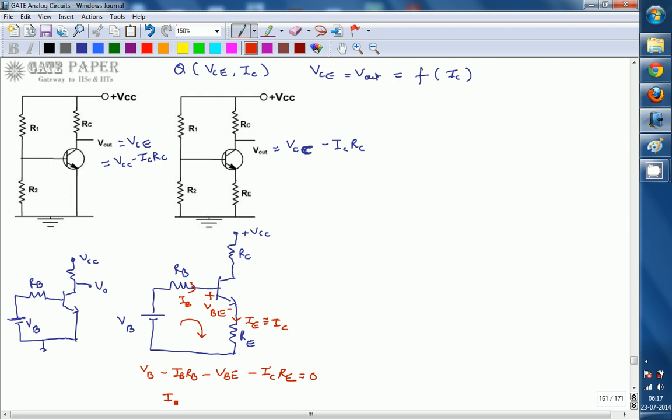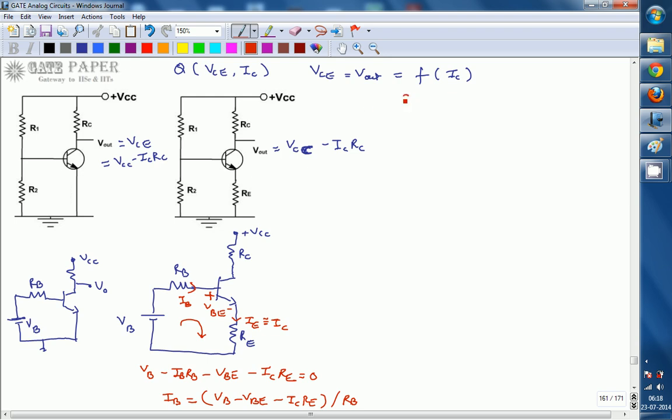From this, IB is equal to VB minus VBE minus ICRE, divided by RB. This is what you can write. This is an important equation for us to check the variations.